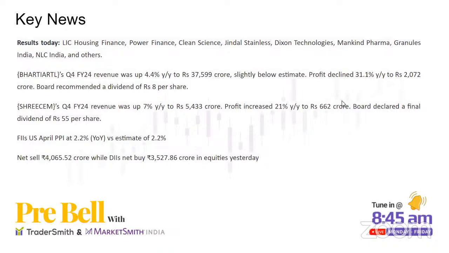On the news front, the big results were Bharti Airtel. Q4 FY24 revenue increased 4.4% YoY to 37,599 crores, which was slightly below estimates. Profit declined 31.1% YoY to 2072 crores. Board recommended a dividend of rupees 8 per share. Shree Cement's Q4 FY24 revenue was up 7% YoY to 5433 crores. Profit increased 21% YoY to 662 crores. Board declared a final dividend of rupees 55 per share.